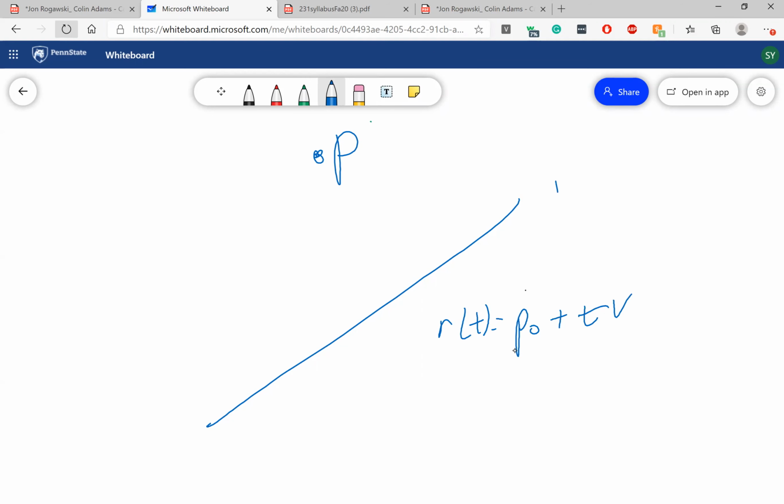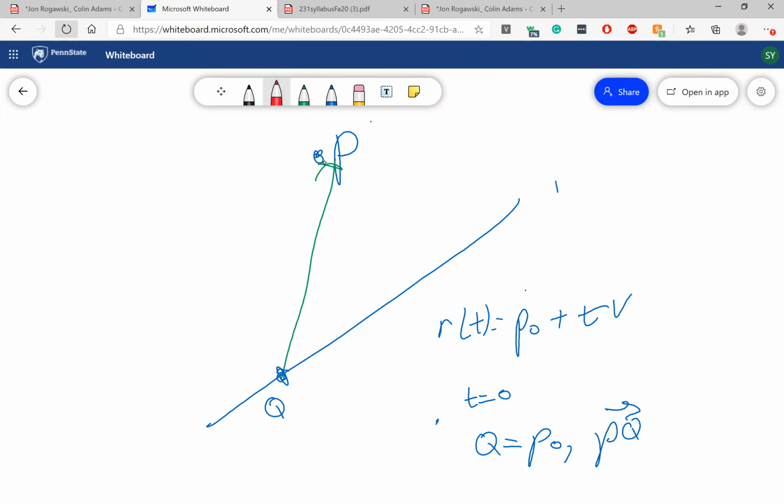So what you end up doing is you find the point Q on the line, and let's say that Q is going to be when t is equal to 0. So then Q is going to be equal to P0. And then you find the vector from P to Q. So then that's this vector over here. And again, we're looking for the shortest distance from P to the line.